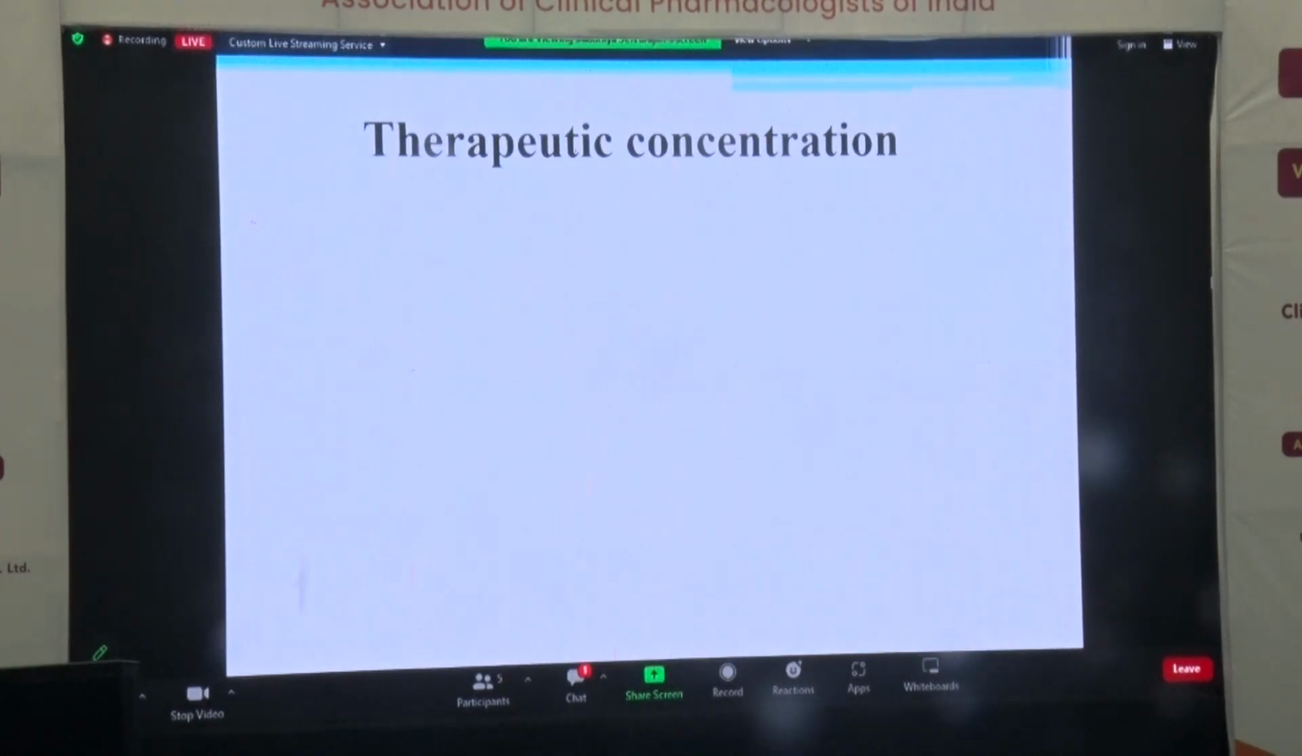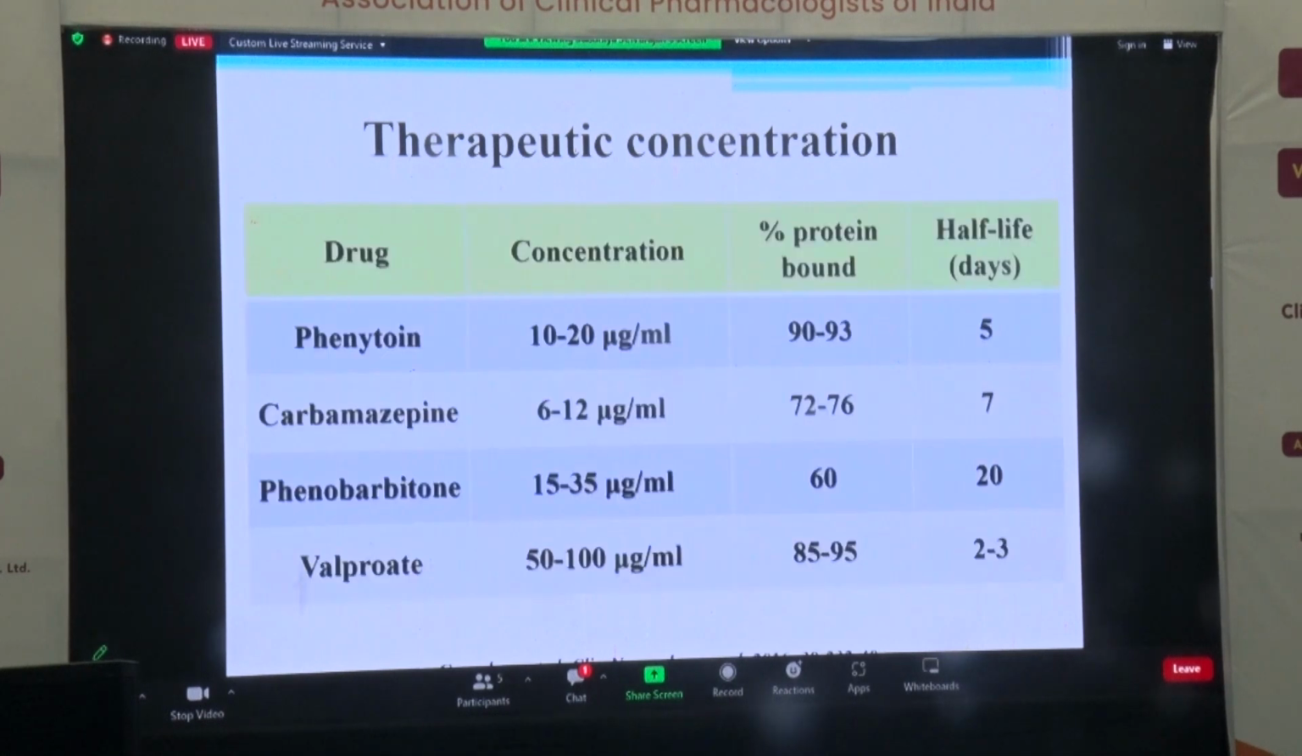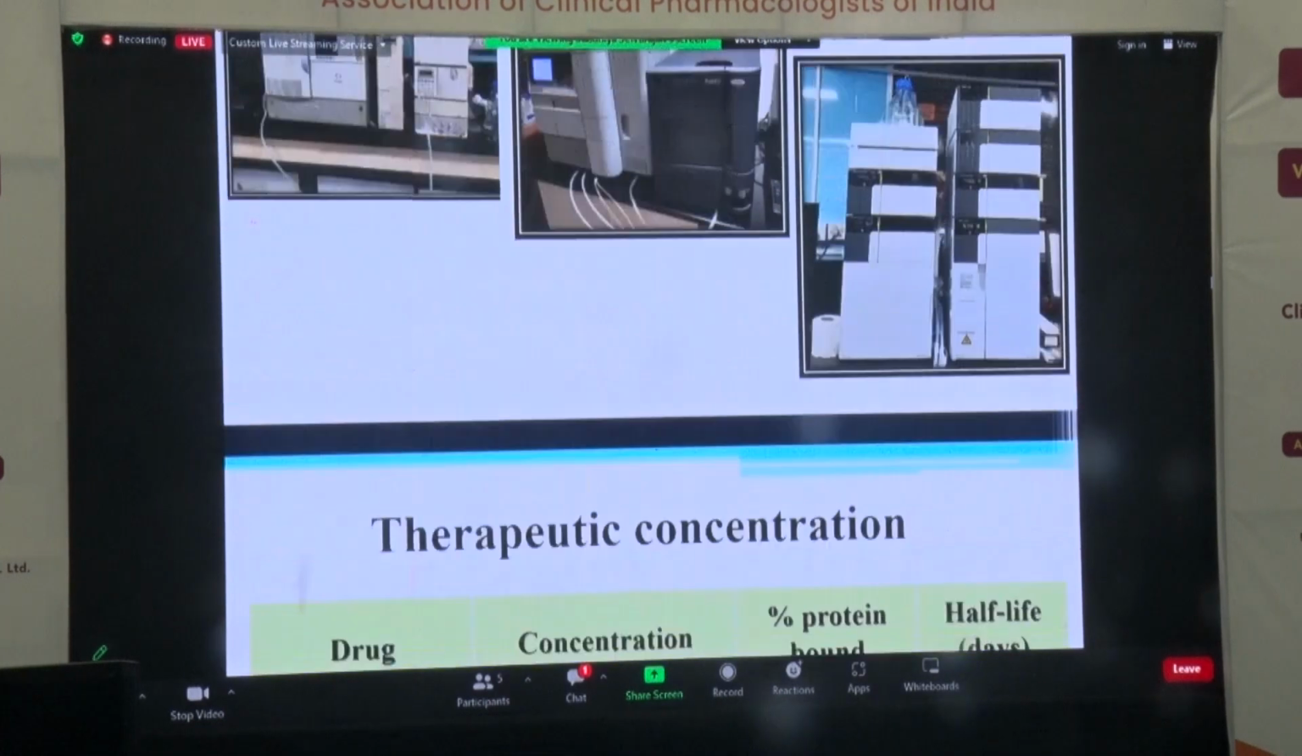Okay, now after analysis, what do we find? We find out the concentration of the drug. This table shows the therapeutic range for drugs like phenytoin, carbamazepine, phenobarbital, and valproate. If the plasma concentration of the drug in the patient is within this range, then we consider the patient to be in the normal range, less likely to develop toxicity or treatment failure. That is the conclusion from the therapeutic concentration.